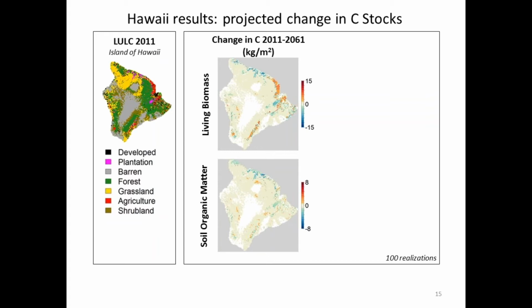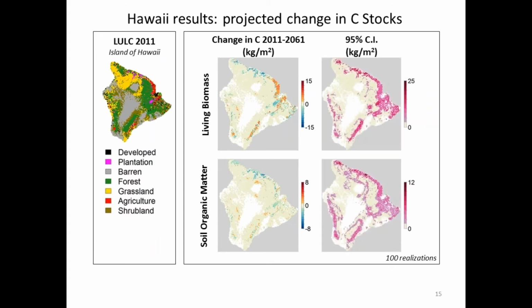And to get a handle on the uncertainty, then we chose to express it this way, where we show the actual width of the 95% confidence interval projected for each cell. So essentially what you're getting here is the darker areas are the areas that have more uncertainty in our projection of change in living biomass, for example, and a change in carbon. And you look, the scales are different. So there's quite a bit more uncertainty in change in living biomass than there is in soil in this kind of example.